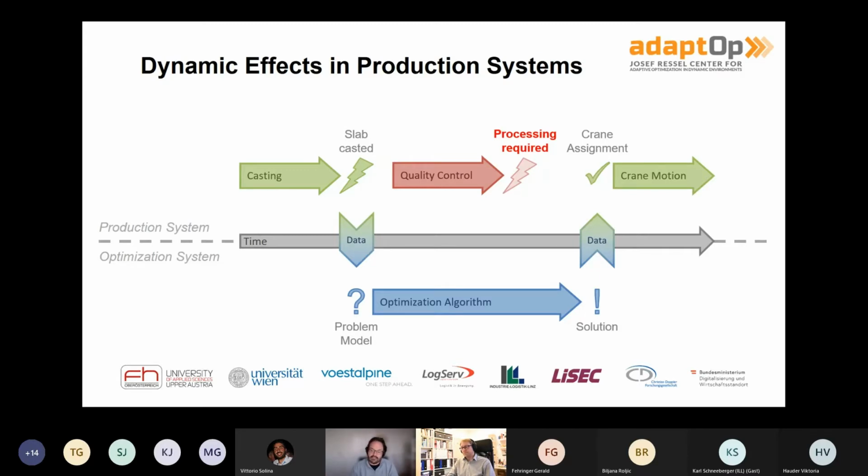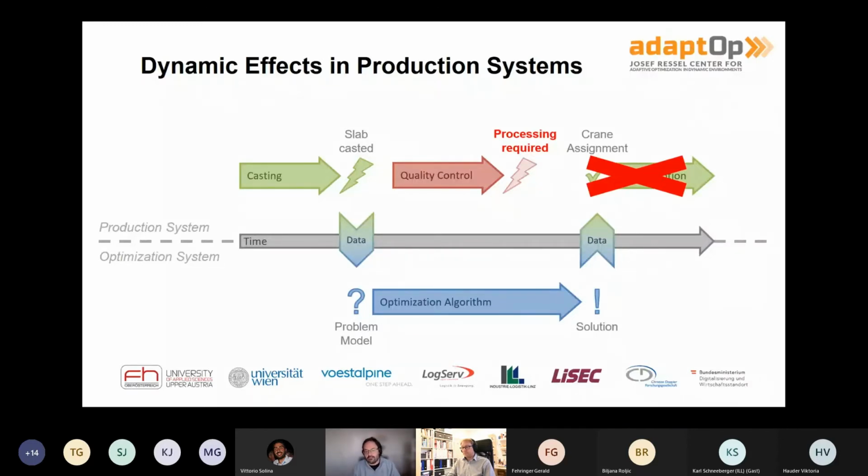So what happens in that case is that we computed a very nice solution, hopefully a very good solution, maybe even an optimal solution, but after optimization we can throw away the solution because things have changed. And this new information, that quality control requires post-processing of the slab, just emerged during our optimization algorithm, and so we have to either redo the work, so we have to restart the optimization algorithm again, or we have to think about how we can incorporate such dynamic changes into the optimization algorithm during its runtime.